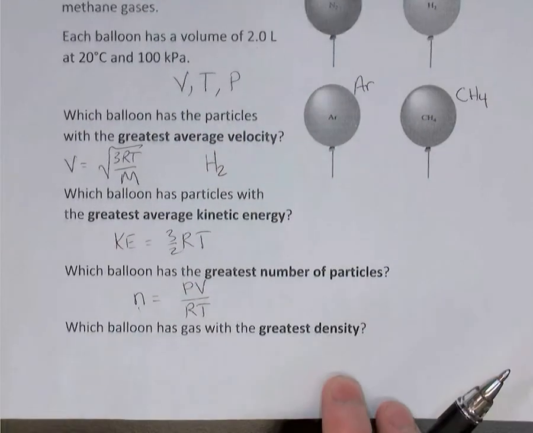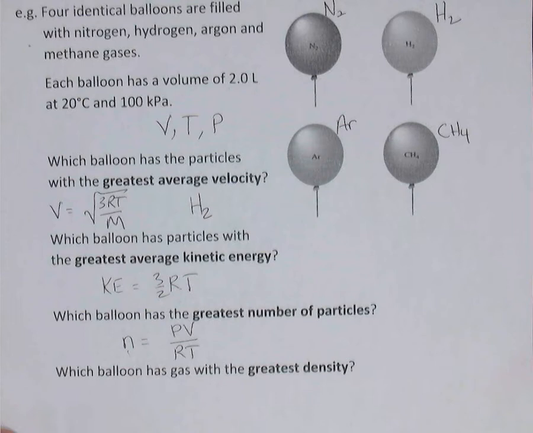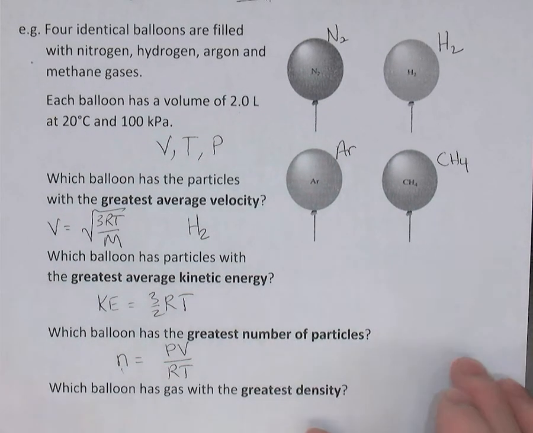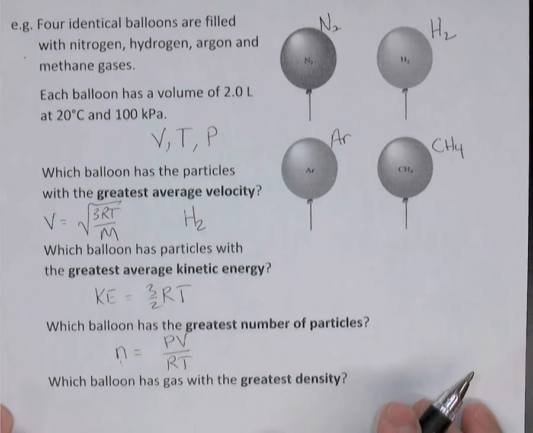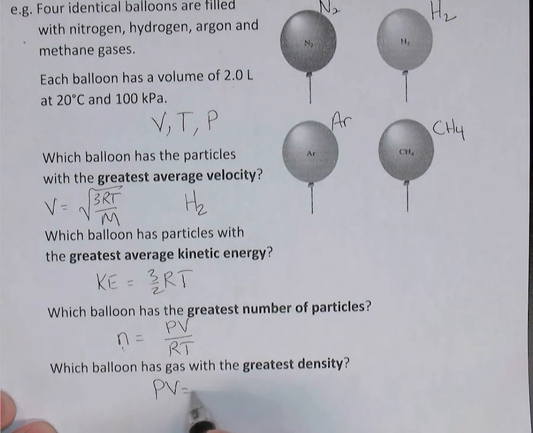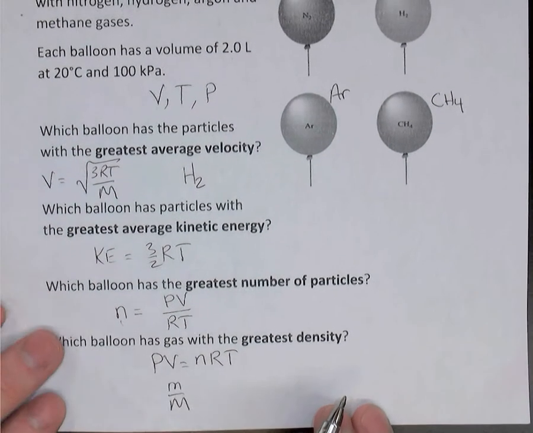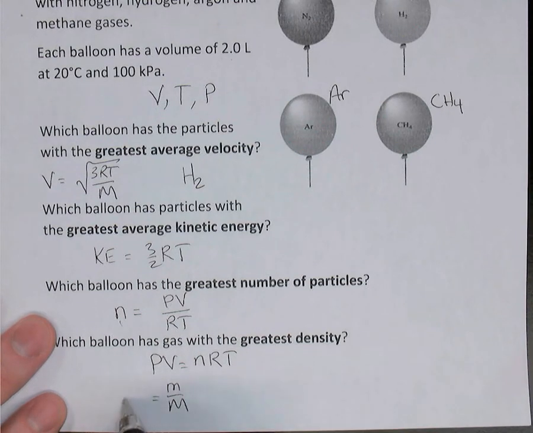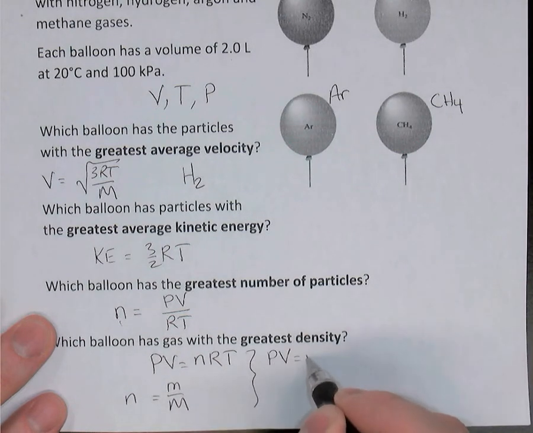And finally, which balloon has a gas with the greatest density? See if you can figure that out. The greatest density. Well, I remember we derived a density formula from the ideal gas law. So P times V was equal to nRT, but moles was equal to mass divided by molar mass. And little m, mass, divided by big M, molar mass, gives me moles. So we put those together and we get P times V equals mRT over molar mass.